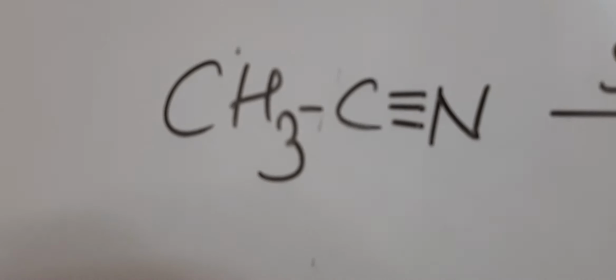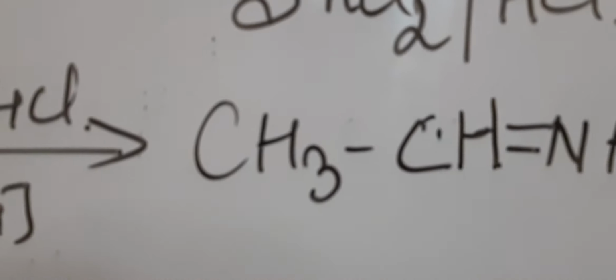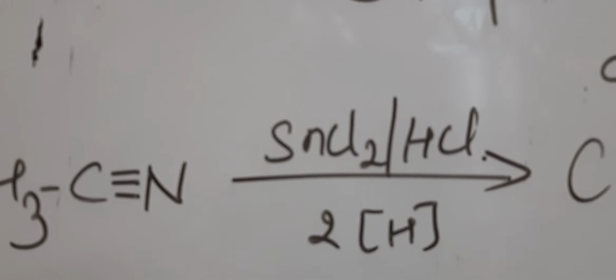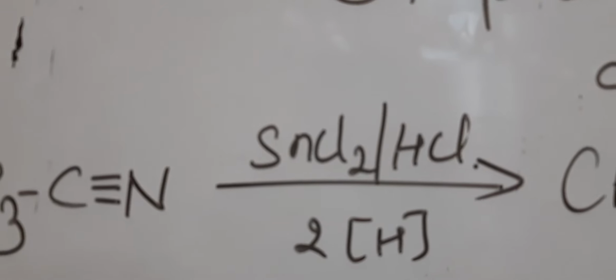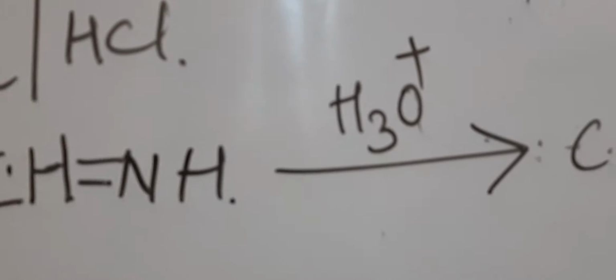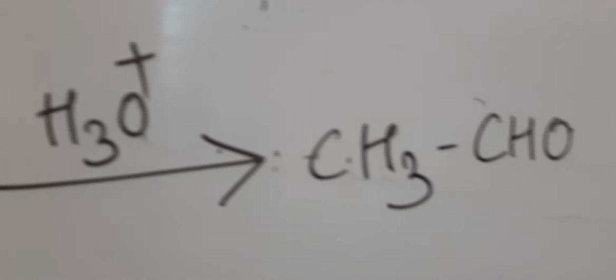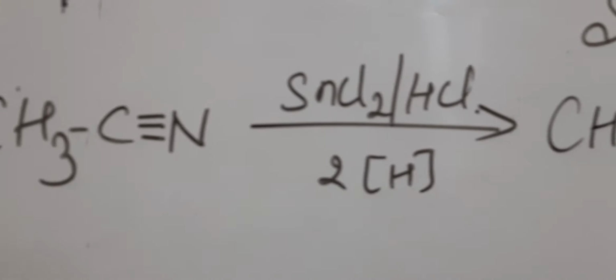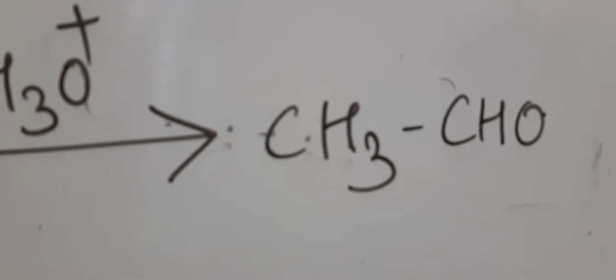So now we have converted the methyl cyanide first to imine. To convert a cyanide to aldehyde, what is needed? Stannous chloride and hydrochloric acid is needed. So this reduction reaction is said to be Stephen reduction. Followed by hydrolysis you get the acetaldehyde. So we have done the second method of preparation of aldehyde. What kind of aldehyde? Aliphatic aldehyde.